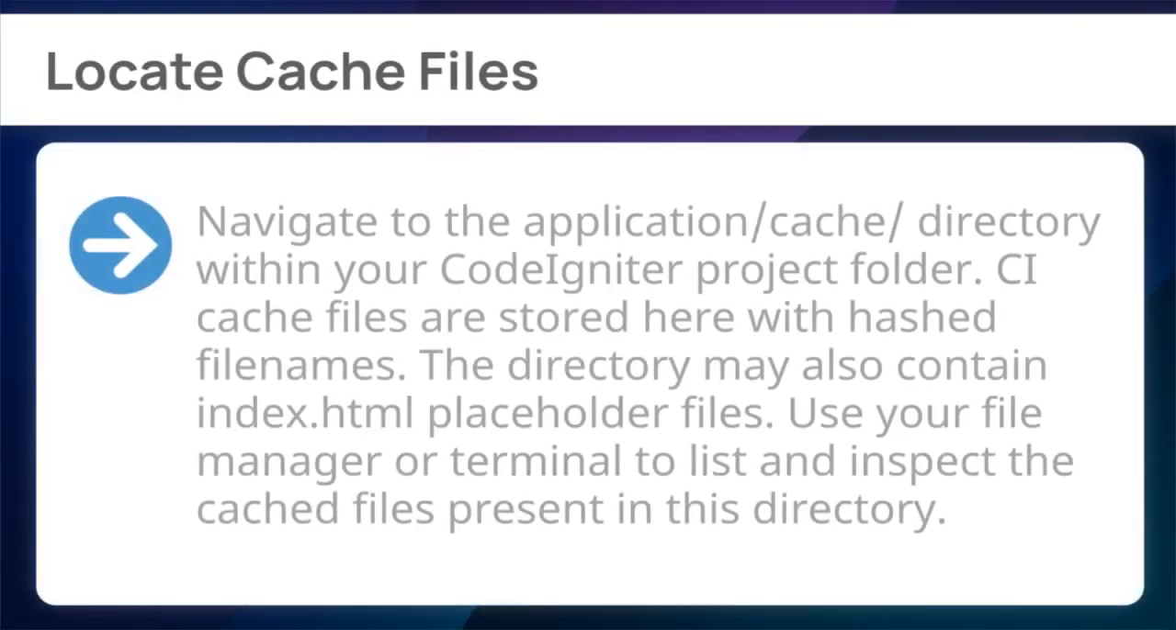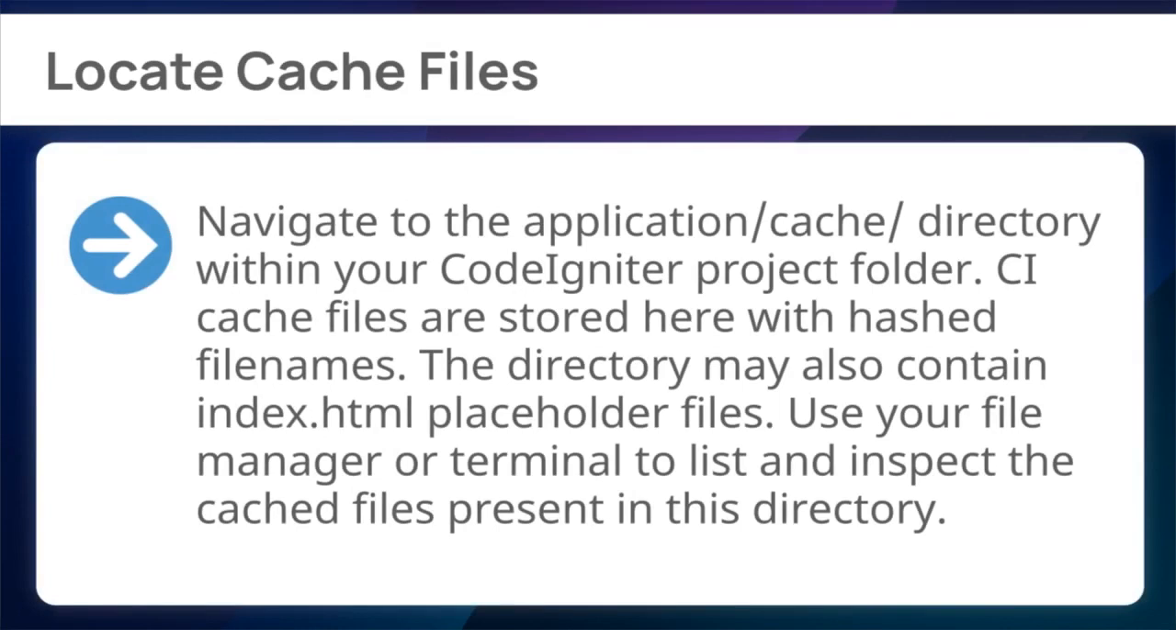First, locate cache files. Navigate to the application cache directory within your CodeIgniter project folder. CI cache files are stored here with hashed file names. The directory may also contain index.html placeholder files. Use your file manager or terminal to list and inspect the cached files present in this directory.